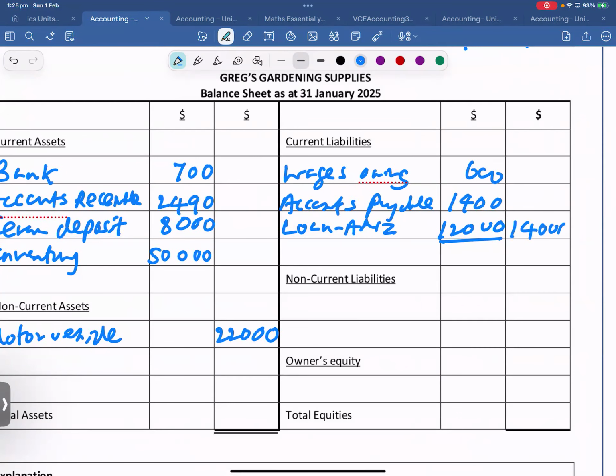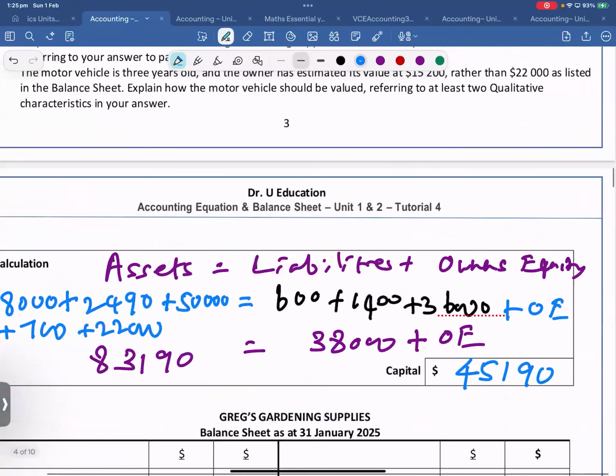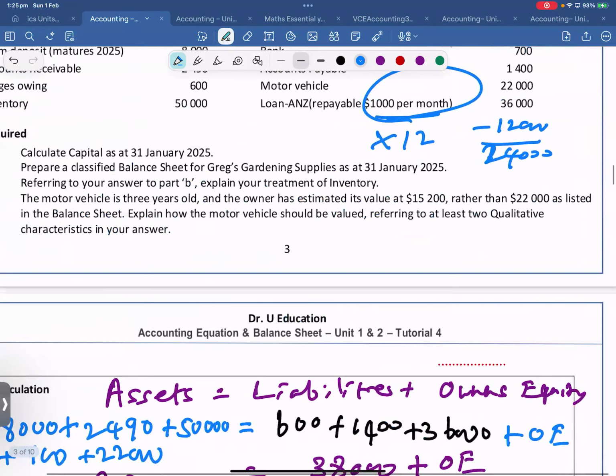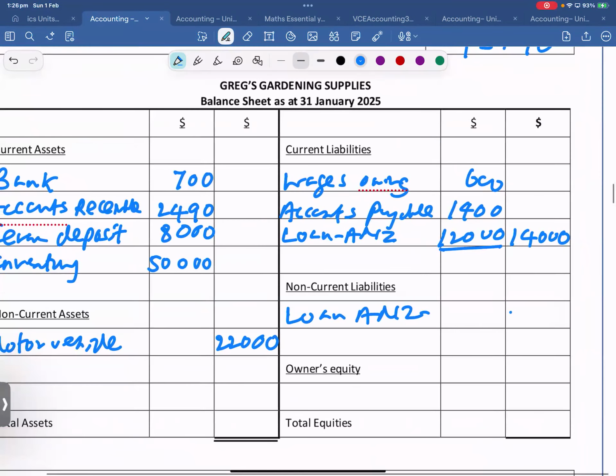And then how much would be the non-current part for the loan ANC? The remainder. Why? Because 12,000 was current, then you take away this 12,000 from 36,000, it will be 24,000. 24,000 is the non-current. Make sense?